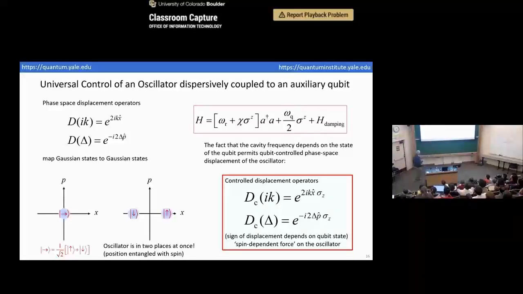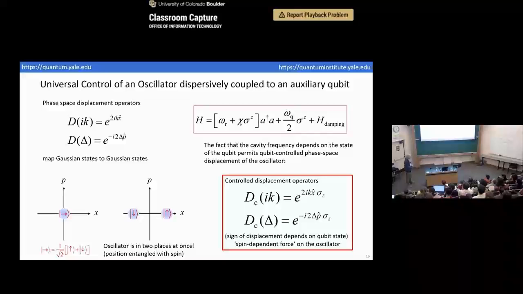And since this is a superposition of up and down, the up part gets displaced over to here, a positive amount, and the down part gets displaced over there in the opposite direction. Okay? So this is now an entangled state between the position of the oscillator and the state of the spin. This is a Schrödinger cat. So the cat is alive because it's breathing healthy positive amplitude electric field, and the cat is dead because it's breathing negative amplitude electric field, which is poison.